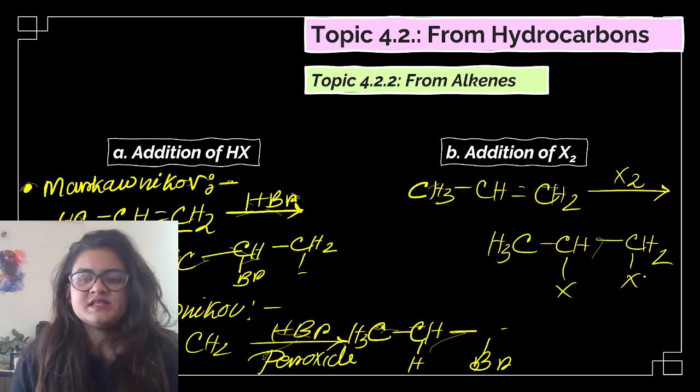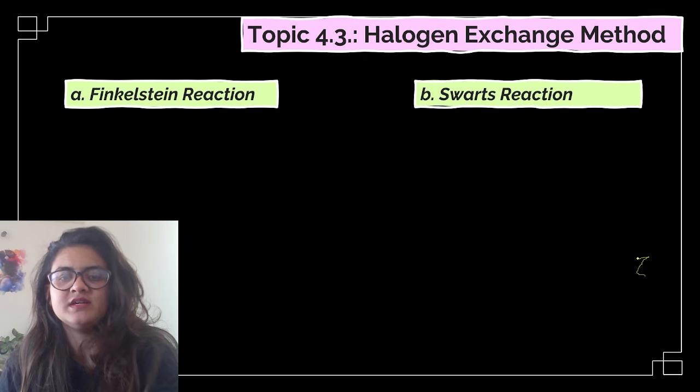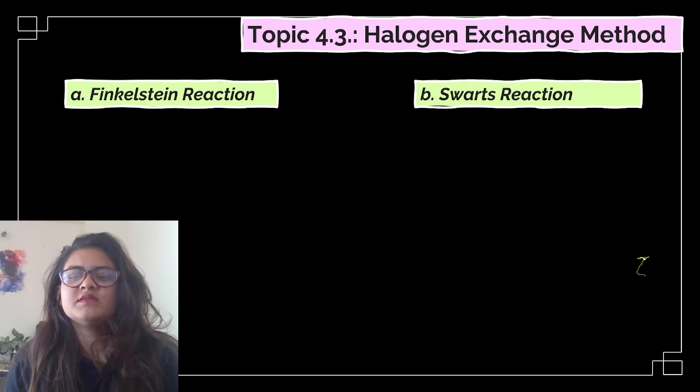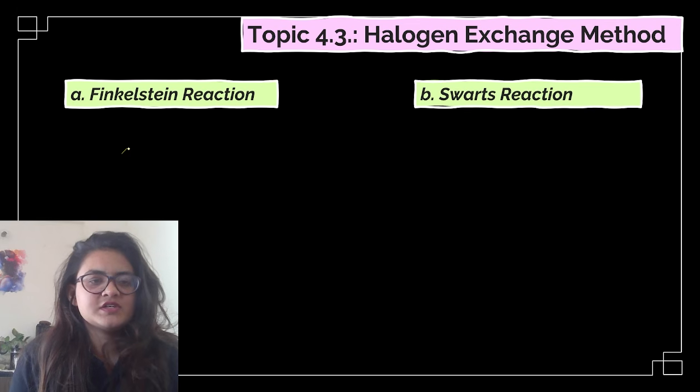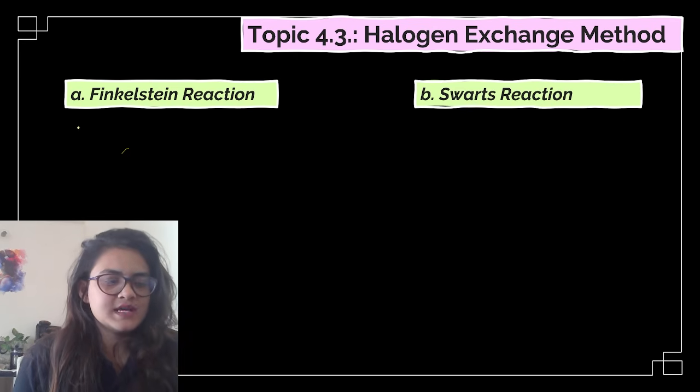Okay, so this is the addition of X2. I guess this is clear to you. Yeah, let's proceed further. So here, whenever it comes to the matter of halogen exchange, first we will proceed with the Finkelstein reaction, and then we will proceed with the Schwarz reaction. Okay, direct name reactions they ask sometimes from both the cases, so let's do it.